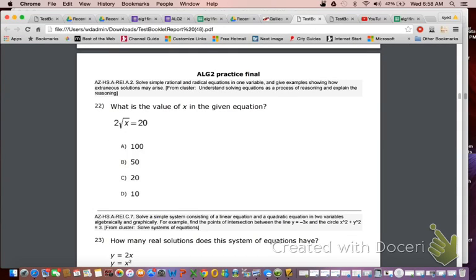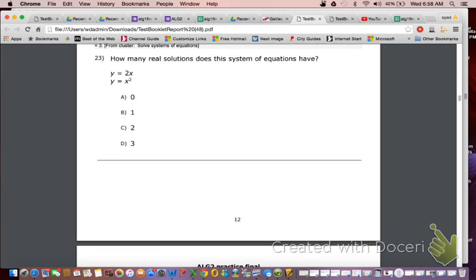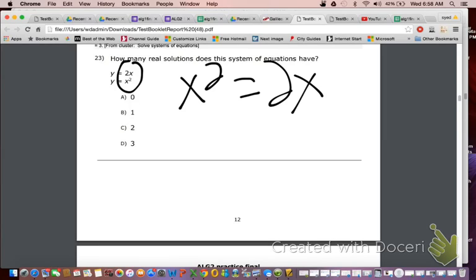Now you want to read the question carefully. Now, 23 is asking for how many real solutions does it have. So in questions like these, you always want to set these equal to each other. Now, there's many ways to do this. Here's what I would do.